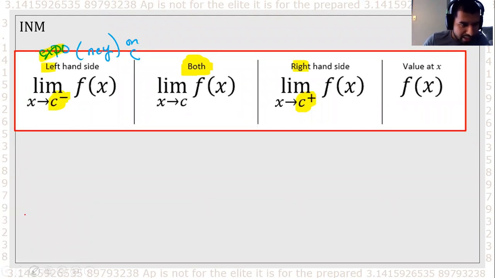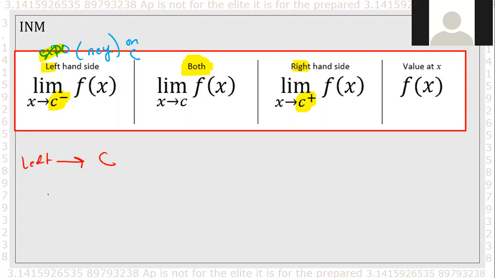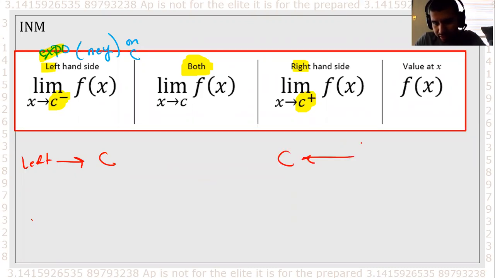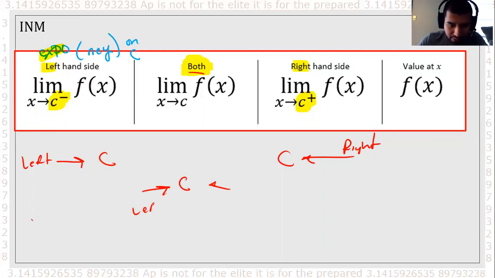It's telling us that as you're coming from the left-hand side of the graph, you're going towards C. So you're getting really, really close from the left-hand side. Pretty much if you're riding your roller coaster from the left-hand side. From the right-hand side, you have your C value, and you're coming from the right-hand side. And then for both, you have your value C, and you're going from both sides, left and right.